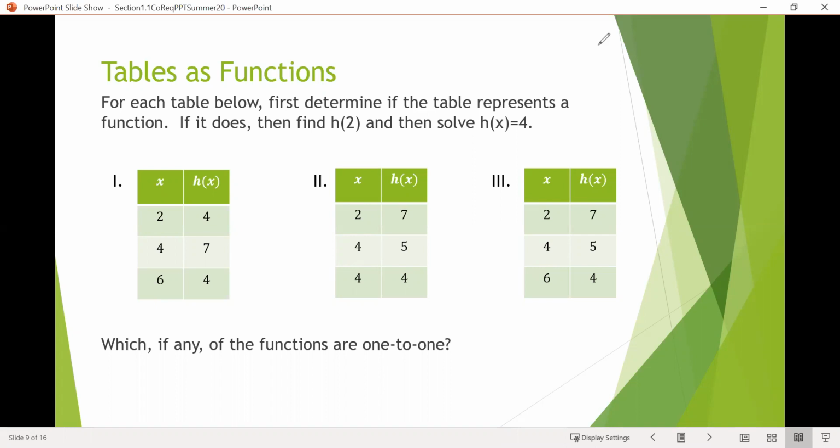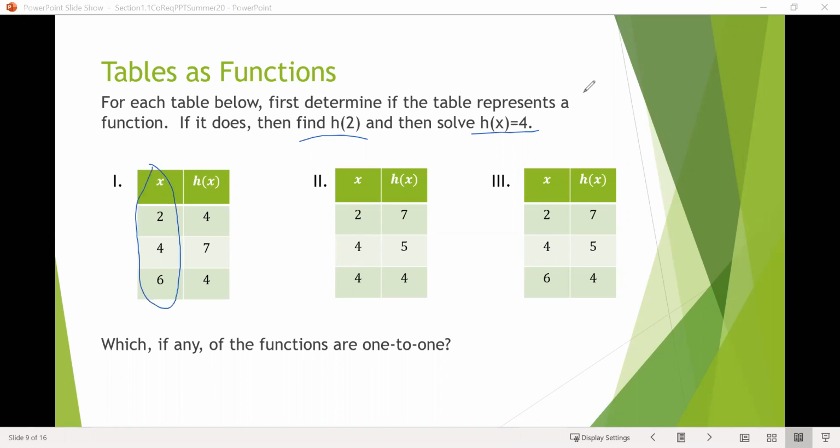Here we have three tables, and what we're told to do is for each determine if it represents a function, and if it does, then find h of 2, so what we get when we input 2 into the function, and then also solve h of x equals 4. There, they've told us what the output is, and we need to find the input. Let's first look at determining which of these are functions. To understand what's going on with these tables, notice that we have a column that says x and a column that says h of x. The one on the left would be potential inputs. The one on the right would be potential outputs.